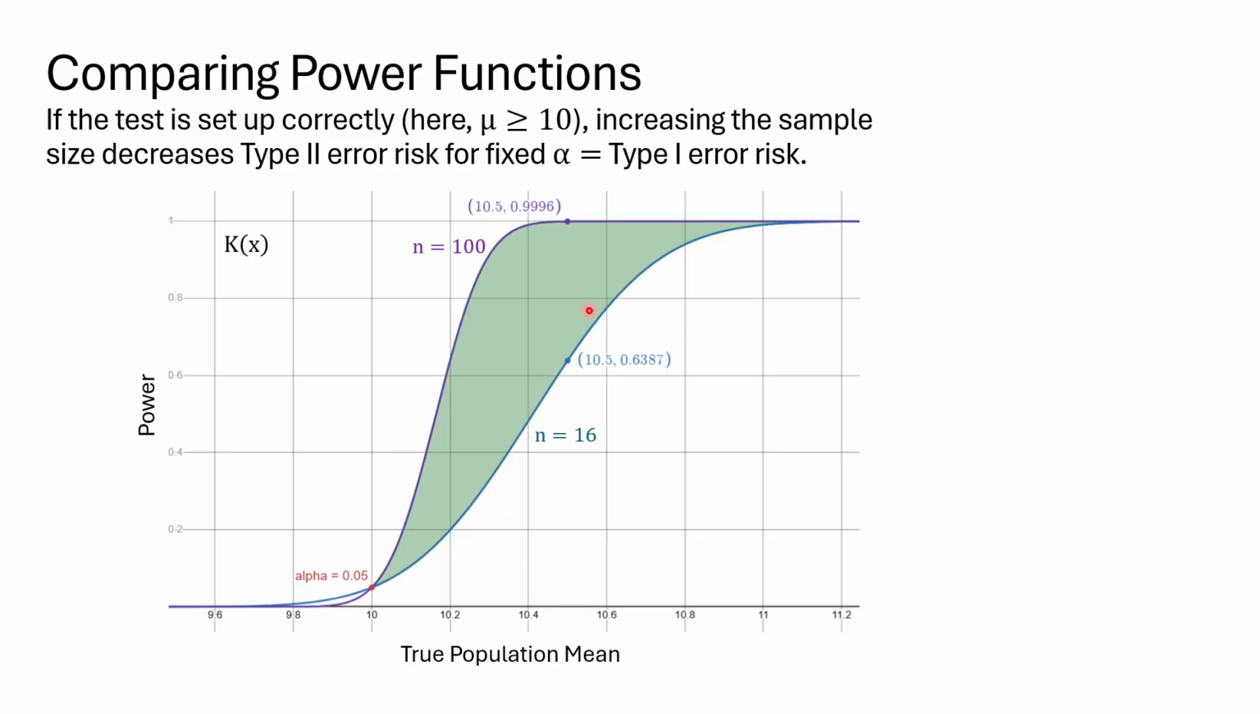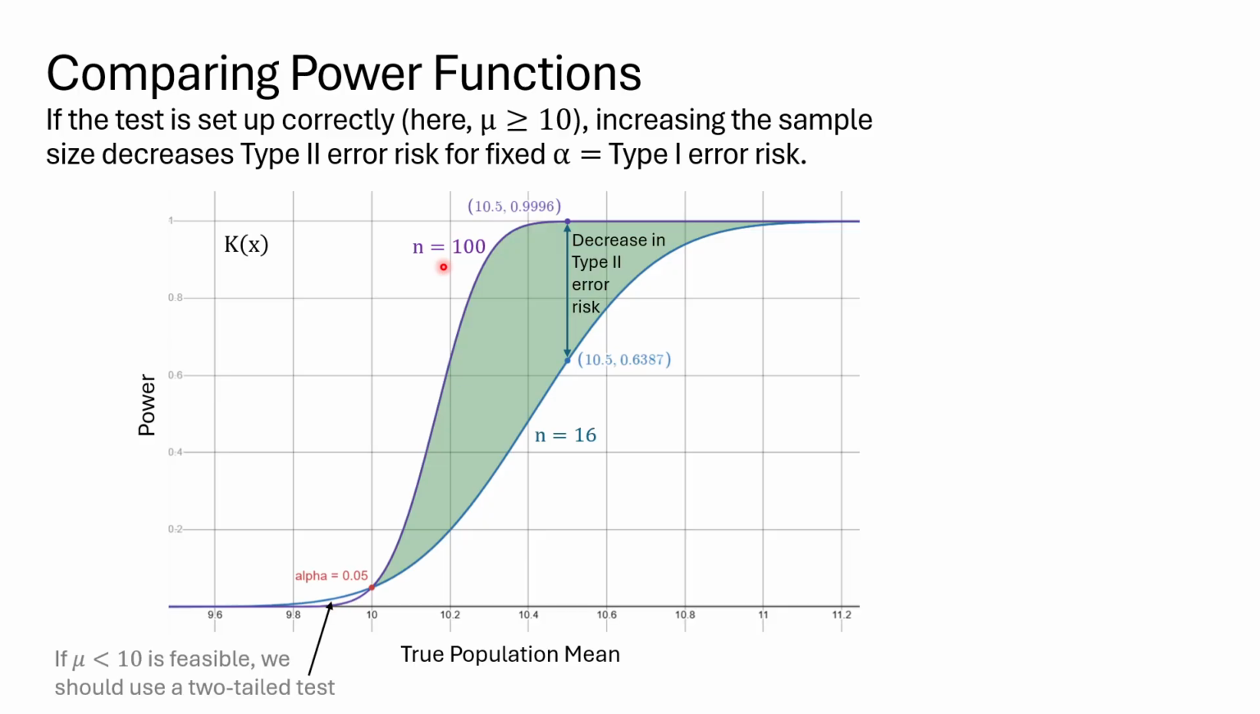That changed the power up from 63.87% to 99.96%. So as you can see, that's a significant decrease in type 2 error risk. That's an increase in power. And remember, type 2 error risk, this beta, is 1 minus this power height. So here it used to be all this. Now it's just this tiny itty little bitty spot, 0.0004. So it's a great thing in this case to increase the sample size.